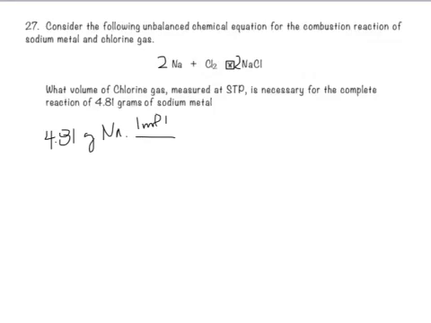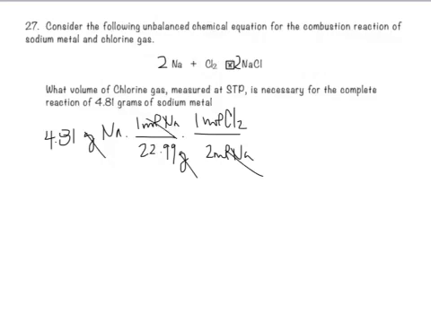Well, moles and grams, I always have 1 mole. 1 mole of sodium weighs 22.99 grams from the periodic table. Grams cancel. And now from the balanced formula, I know for every 2 moles of sodium, I get 1 mole of chlorine gas, knowing that chlorine is diatomic. And so if I multiply and divide, I'm going to end up with 0.105 moles of chlorine.